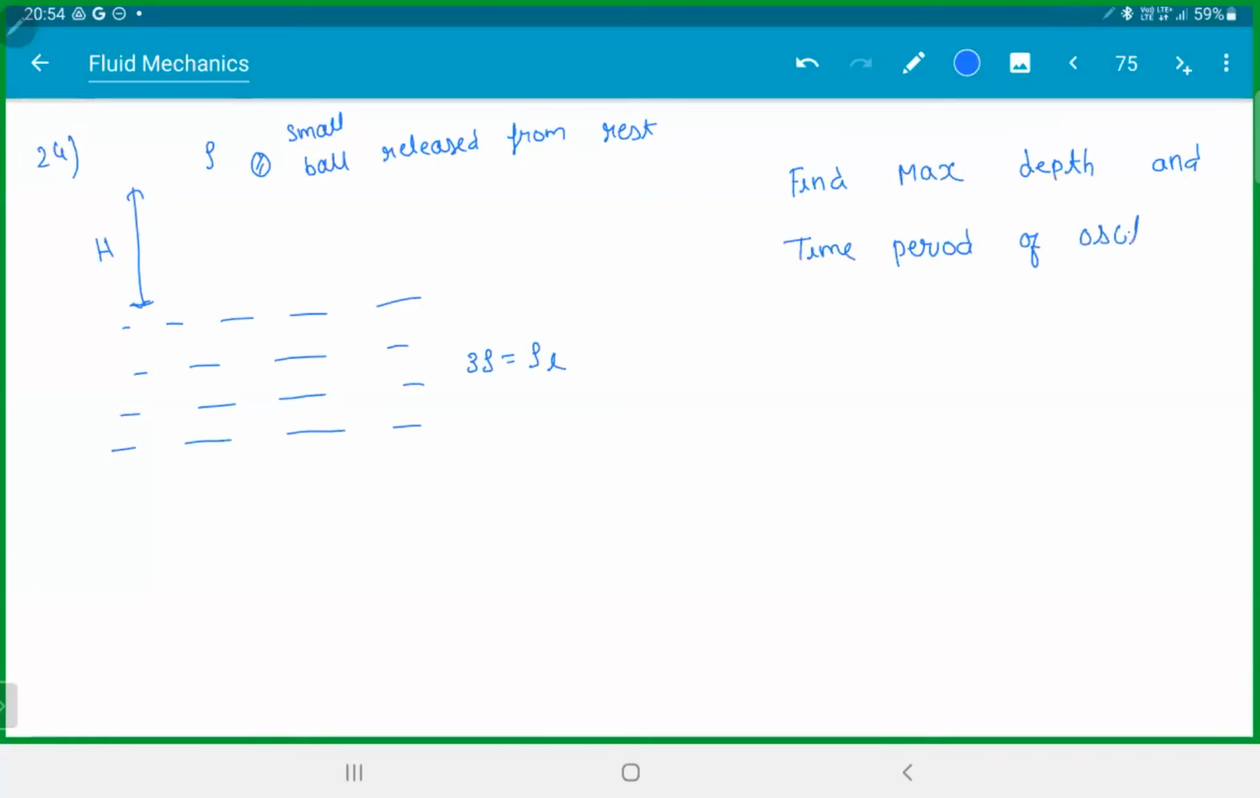So you release the ball from a height of h, density rho, liquid density 3 rho. So it can't sink. The ball will fall inside, and then again will come out and fly. You're getting how the motion will go? Find the time period of the motion and the maximum depth it will go.